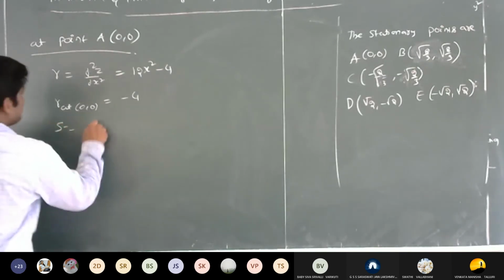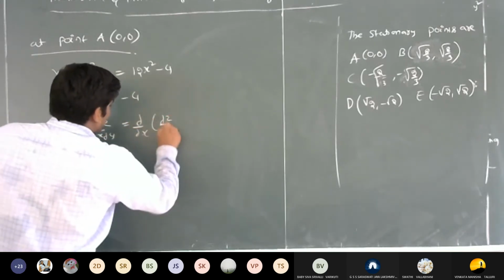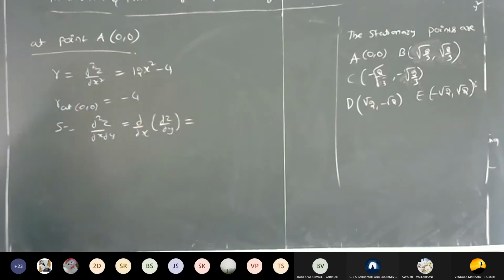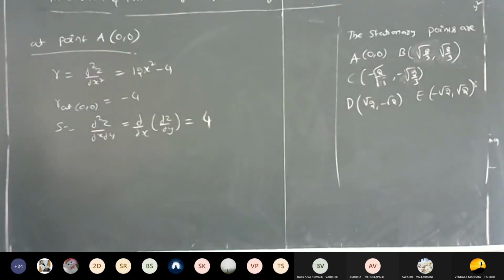Next, s is equal to dou square z by dou x dou y. This is nothing but dou by dou x of dou z by dou y. What is the value? 4y cube plus 4x minus 4y, that is 4. Lalita, what is s now? 4, sir. Just 4. Yes. s is.